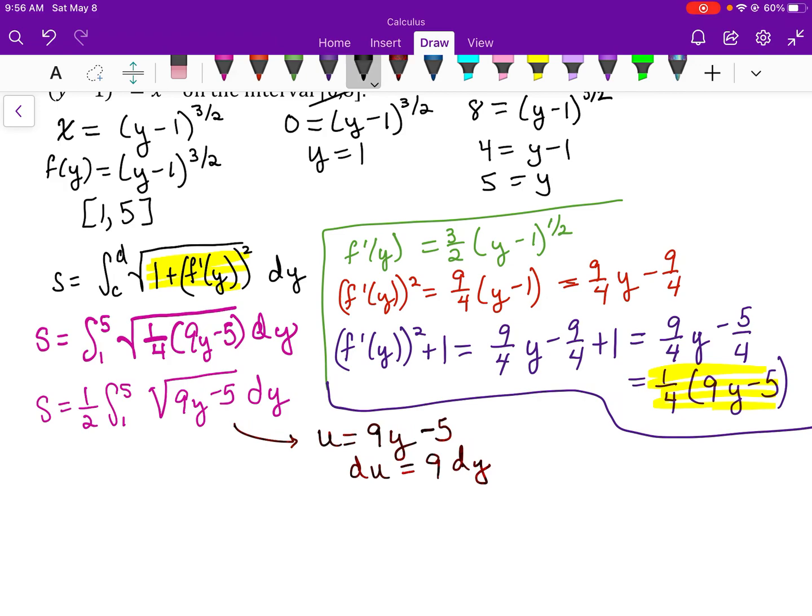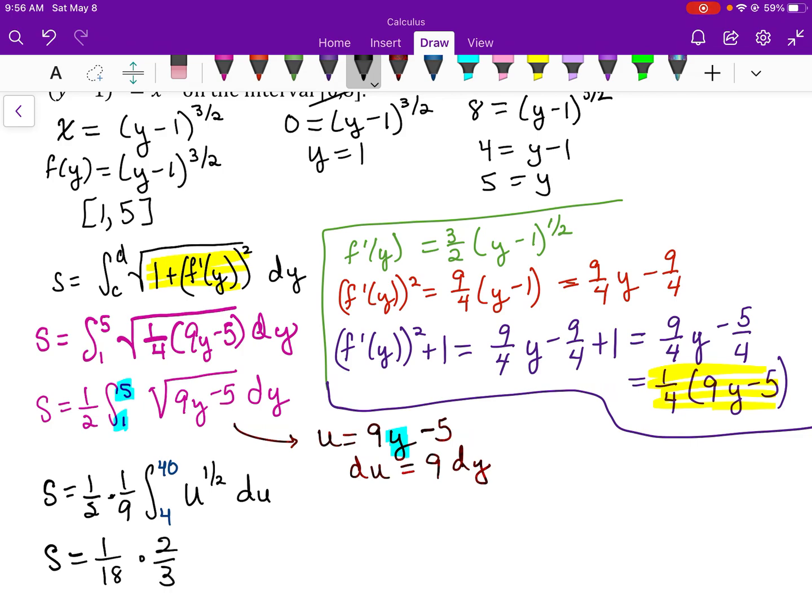I'm going to write my integration all in terms of u. And when I do that, that will change my bounds. So I'm going to plug in the 1 and 5 right here for y, and that will switch my bounds to 4 and 40. I am ready to integrate. So 1/18 times 2/3 u to the 3/2 from 4 to 40.